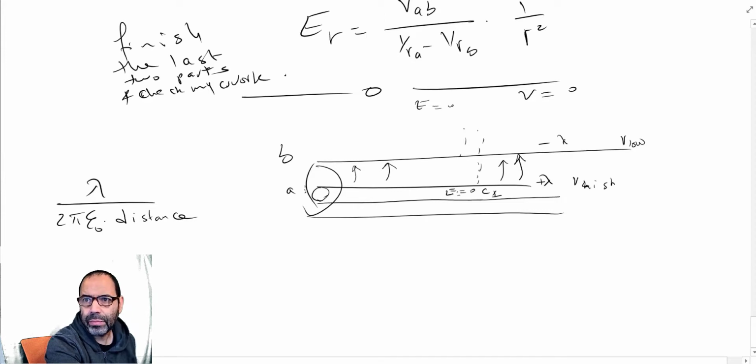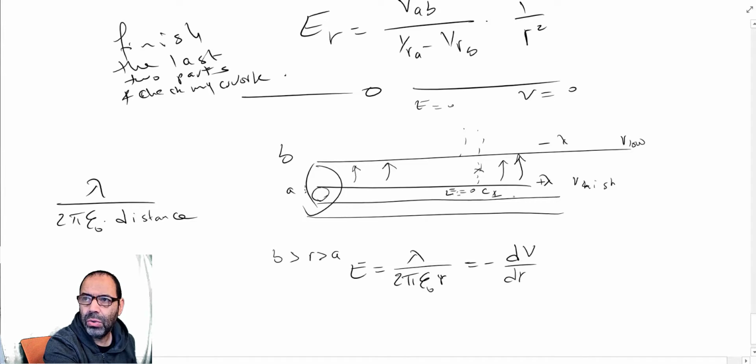So in between them, when r is bigger than a but less than b, the electric field has this charge distribution in it, and we are going to use that expression at a distance r from the center: basically lambda over 2 pi epsilon naught times r. And this must be equal to minus dV/dr, because there is no angular dependency, so the partials become just straight derivatives in this case.